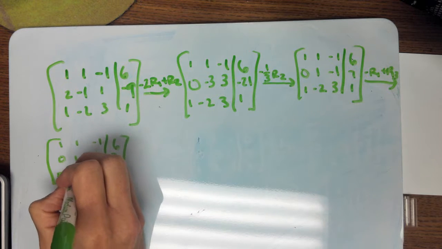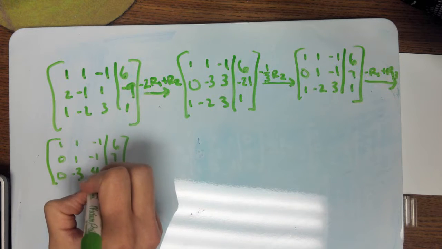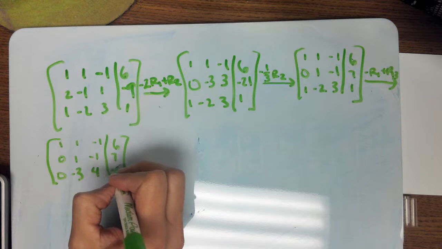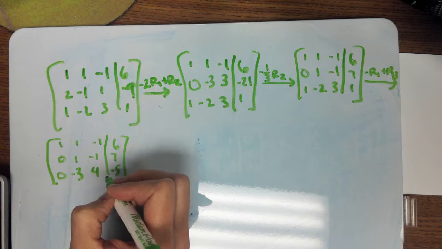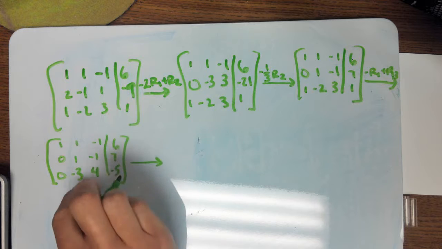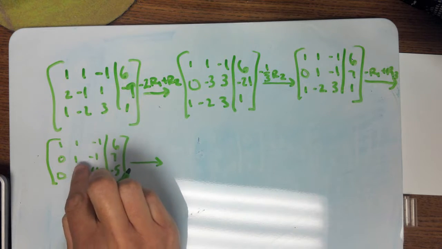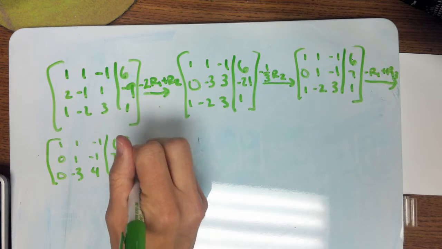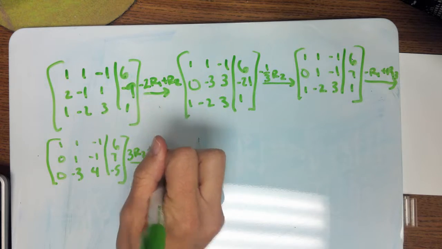-1 plus -2 is -3. 1 plus 3 is 4. -6 plus 1 is -5. Let's make sure I did that right. Yes. Turn this into a 0 using the one above it. So we're going to take 3 row 2 plus row 3.